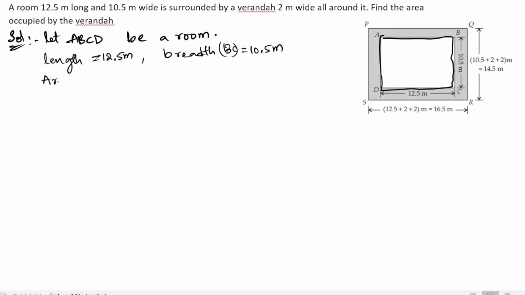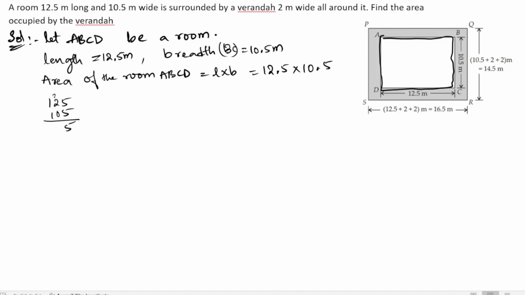We can find the area. First we will find the area of the room. The area of the room ABCD is equal to length into breadth. So the length is 12.5 into 10.5. Now let us multiply 125 and 105. 5 5s are 25, 5 2s are 10, plus 2 is 12, 5 1s are 5, plus 1 is 6. 0 into anything is 0. Next is 1: 1 5 is 5, 1 2 is 2, 1 1 is 1.